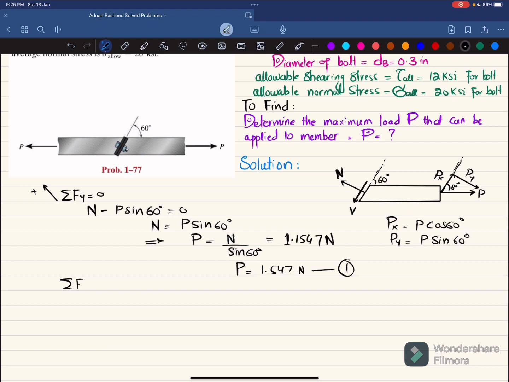Now we will apply another equation that the sum of all components in X direction must be equal to 0, and force in this direction is taken as positive. So you can see V is in this direction and Px is in the opposite direction. So plus V minus Px is equal to 0. So I will write V minus Px is equal to 0.